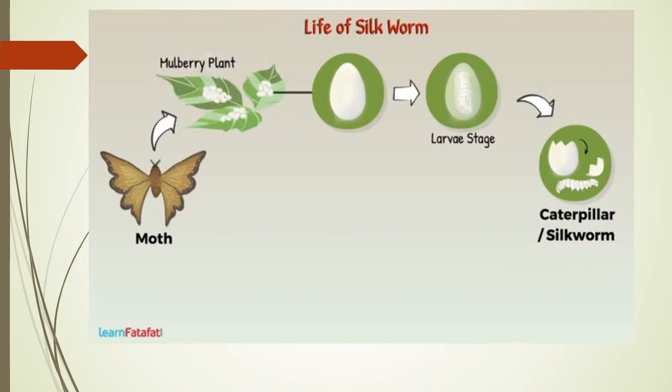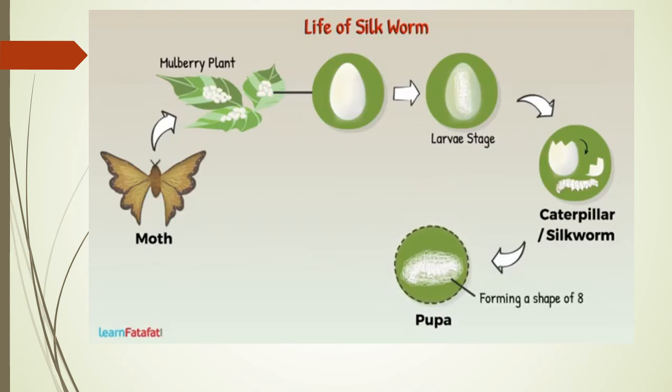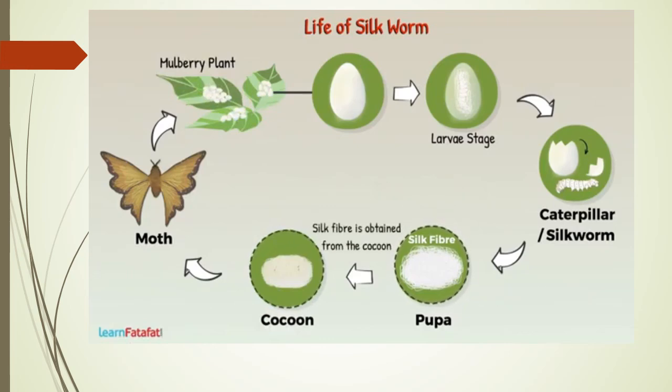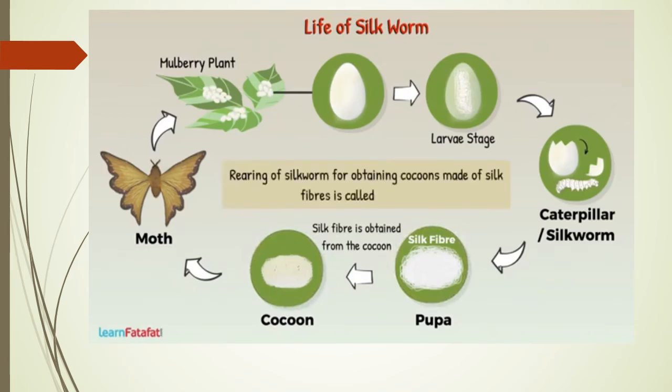When it grows and is ready to enter the next stage of the life cycle called pupa, it starts weaving a net around itself. It then swings its head from side to side, forming a shape of 8. While doing so, the silkworm secretes a protein which on exposure to air becomes hard. This is the silk fiber. The silkworm covers itself completely and enters the next stage of its life cycle called pupa. The covering so formed is called a cocoon. Inside the cocoon, the pupa grows and becomes a moth. The silk fiber is obtained from the cocoon of the silkworm. The rearing of silkworms for obtaining cocoons made of silk fibers is called sericulture.